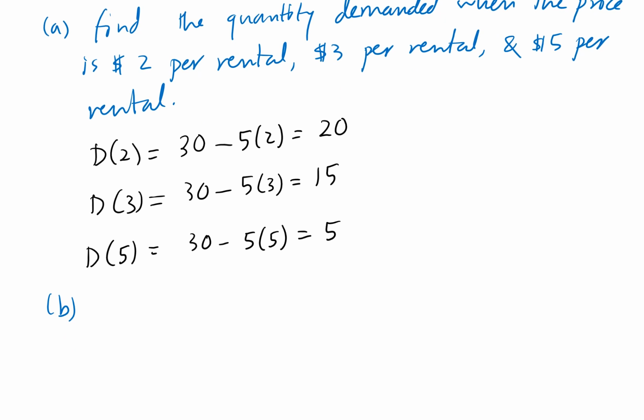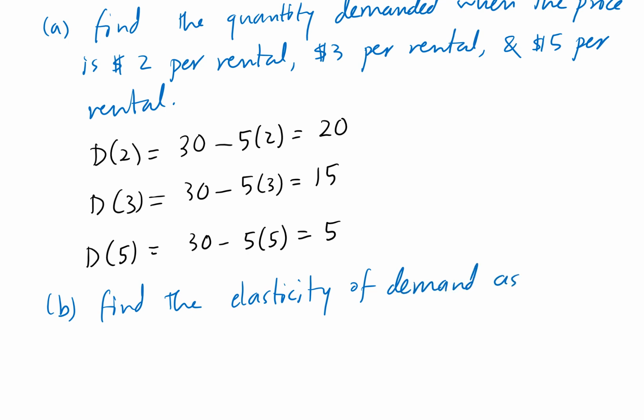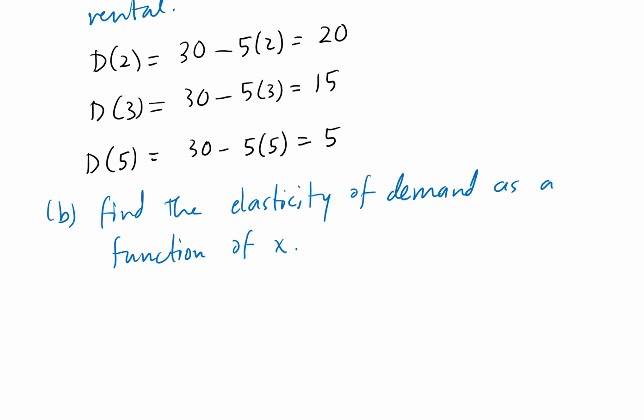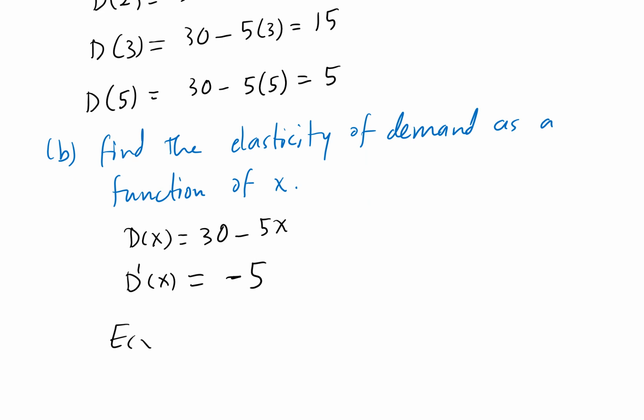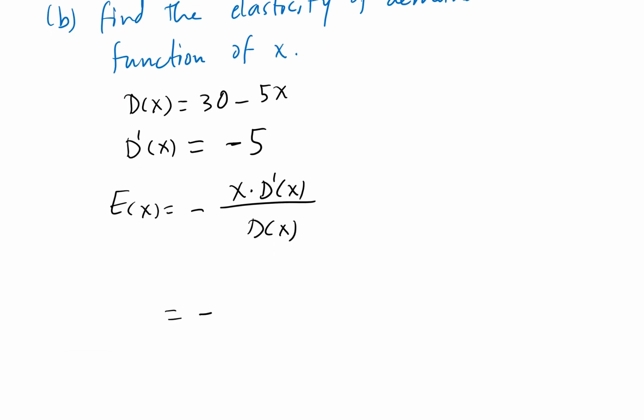Part B, find the elasticity of demand as a function of X. We defined the elasticity of demand as negative X times derivative of D over D. So the first thing I'm going to do is rewrite the function and find its derivative: the derivative of 30 is 0, minus 5. Then E of X equals negative X times D prime of X over D of X, negative X times negative 5 over the function itself. So that gives us 5x over 30 minus 5x.